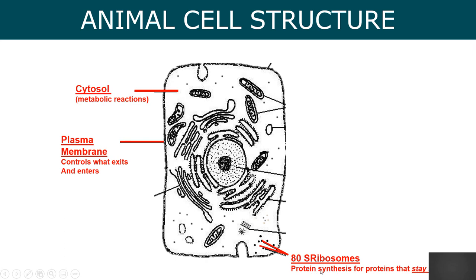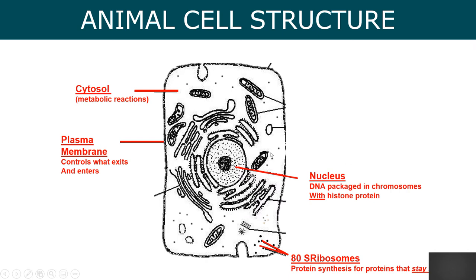So these guys generate proteins for proteins that are going to stay inside the cytosol. They're going to stay inside the cell. So the 80S ribosomes do protein synthesis for proteins that are going to stay inside the cell. They're not going to go anywhere, so those are specialized.